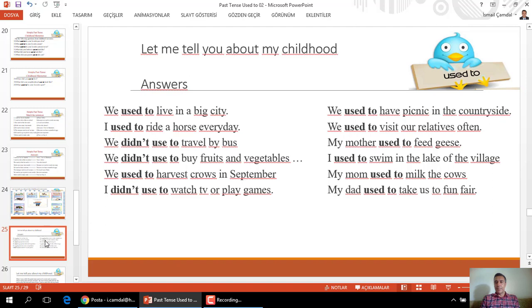We used to have picnics in the countryside. We used to visit our relatives often. My mom used to feed geese. I used to swim in the lake of the village. My mom used to milk cows. My dad used to take us to the fun fair.